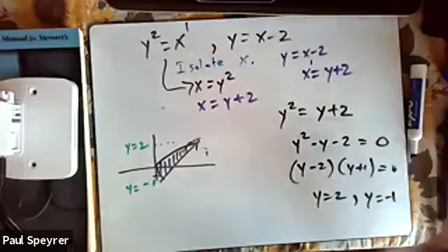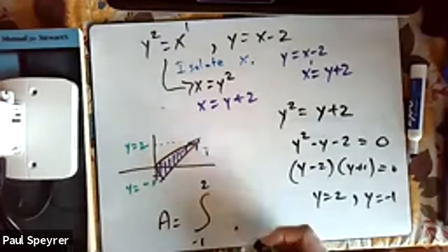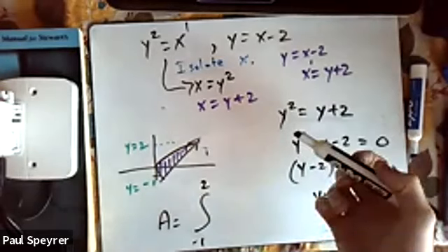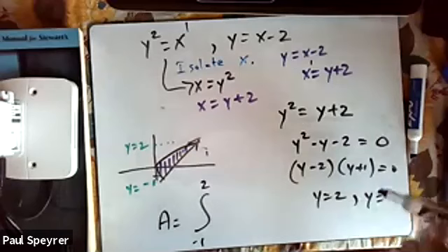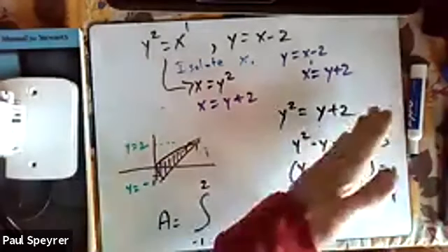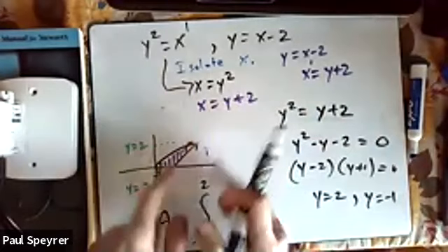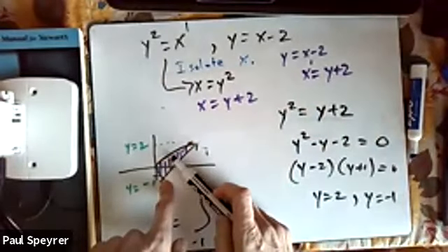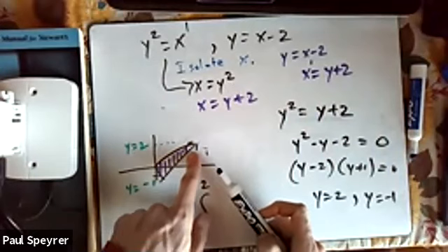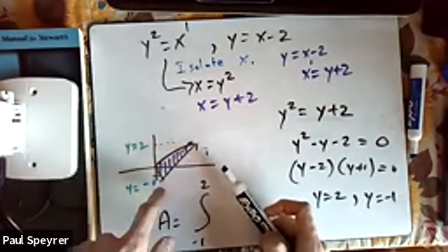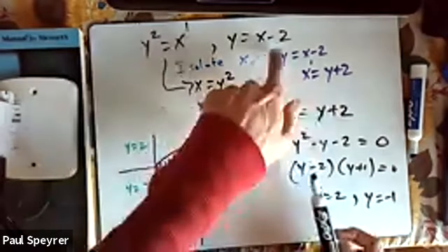Now, we have our limits. So -1 to 2. But now, not the upper curve minus the bottom curve. When you are integrating with respect to y, it's the rightmost curve minus the leftmost curve. So what's the rightmost curve right here? Remember, what's the rightmost curve according to this shaded purple region right here? It's this diagonal line. Is the diagonal line the y squared or this one right here?